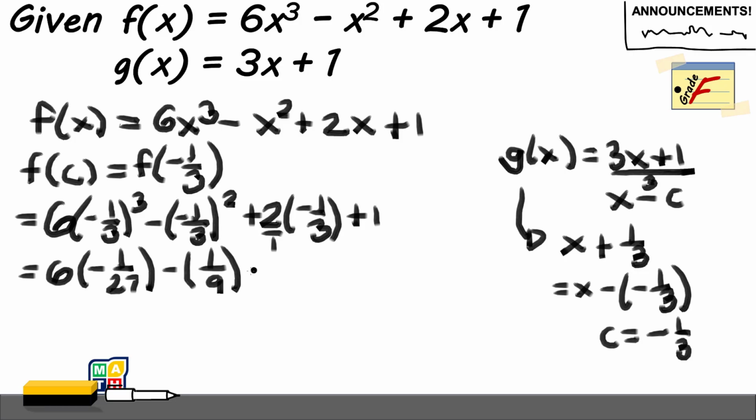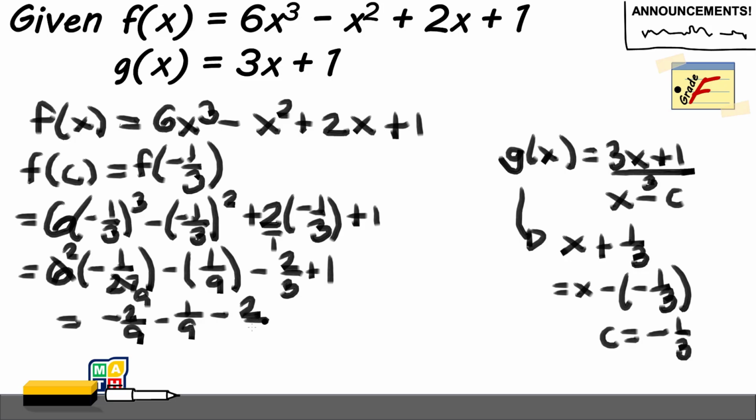Positive 2 times negative 1 is negative 2. 1 times 3 is 3. And then you have here plus 1. We can cancel this because this is 3 times 2 and this is 3 times 9. So you have 2 times negative 1 is negative 2 over 9. You have it here minus 1 over 9 minus 2/3 plus 1.